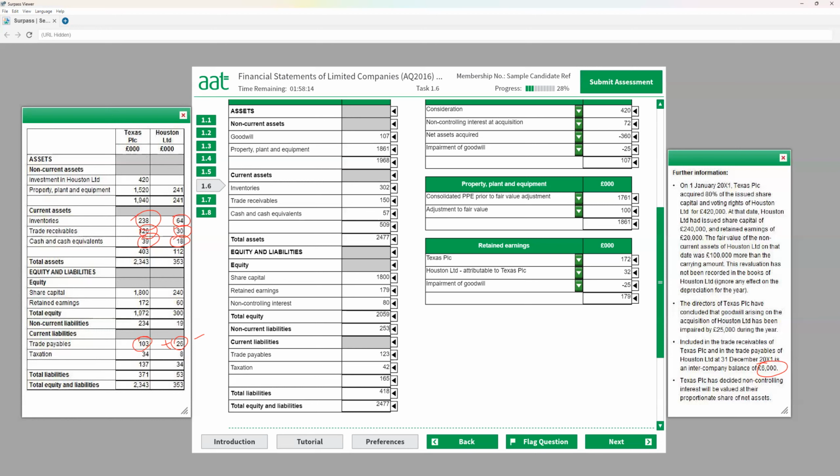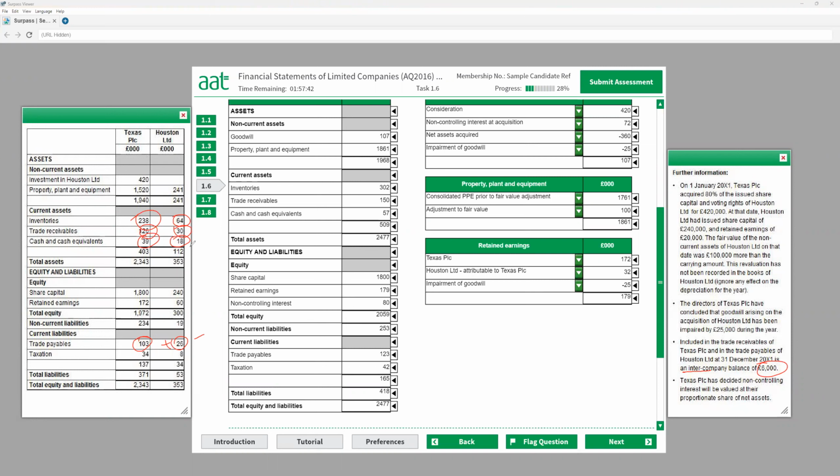Now this one thing you have to be careful. When you look at this one, the intercompany balances, you have to be careful. If it is profit and loss account, you have to look at how much profit they make for each other, and you have to take it out from the inventory. And also, it will have impact on the retained earnings. So included in the trade receivables in Texas PLC and in the trade payable of Houston PLC, 31st December 2011, intercompany balance of 6,000.